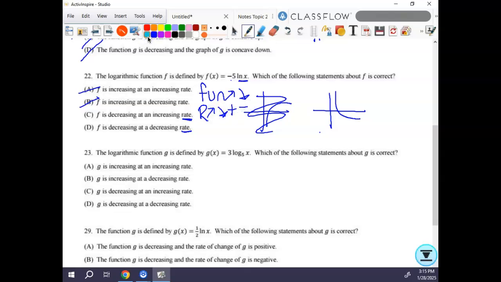And if I want to know if the rate is increasing or decreasing, I'll look at the concavity. This is concave up, and concave up means my rate is increasing.